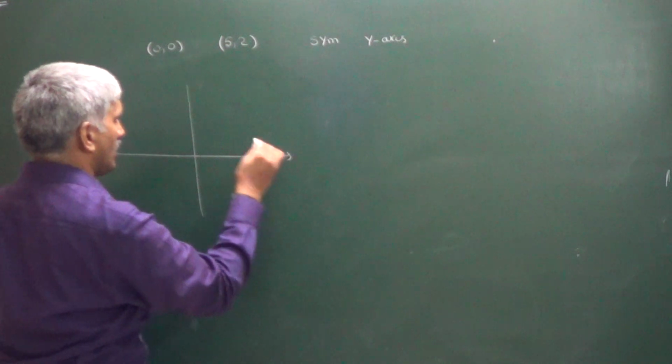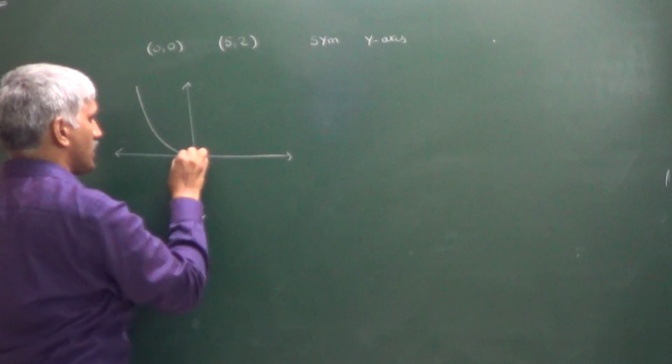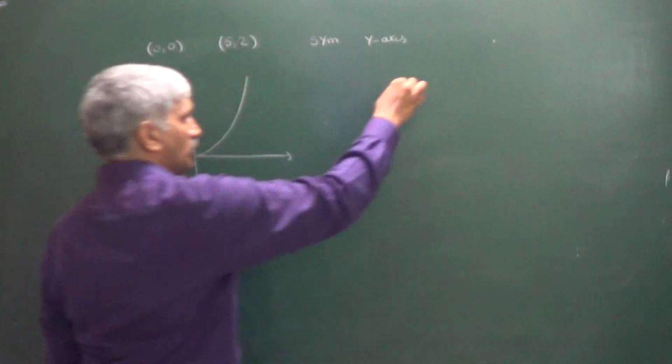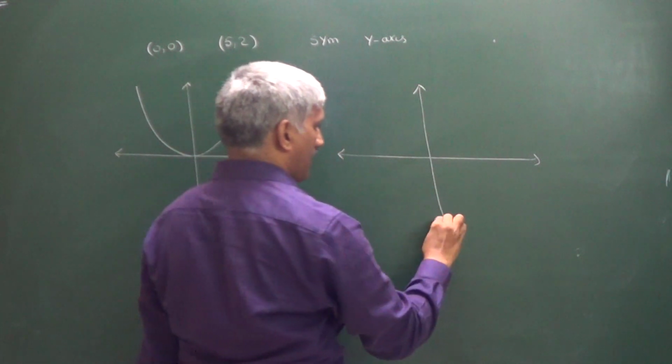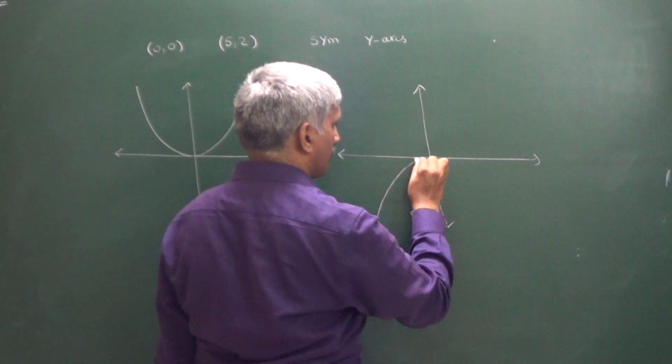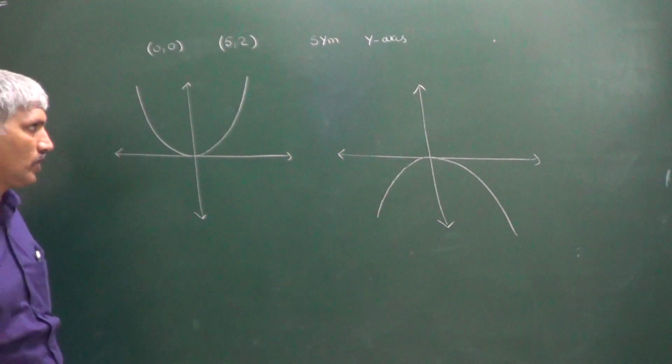This is one parabola symmetric with respect to the y-axis. This parabola is also symmetric with respect to the y-axis. This is also symmetric, and this is also symmetric with respect to the y-axis.